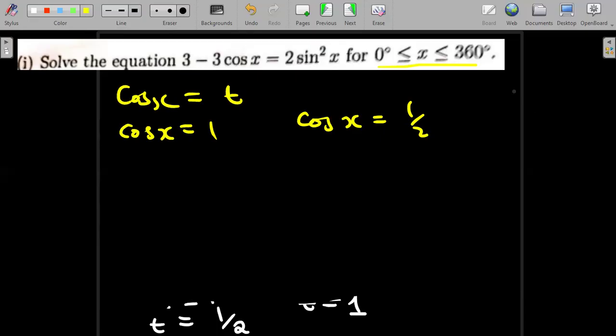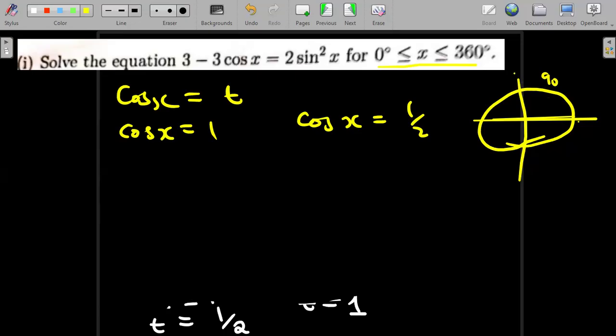So if you have your quadrants, you have a circle like that. It's 360 degrees. In the first part, this will go from 0 to 90 degrees, then from 90 to 180, from 180 to 270, and up to 360. So now I will check where cos x is equal to 1.